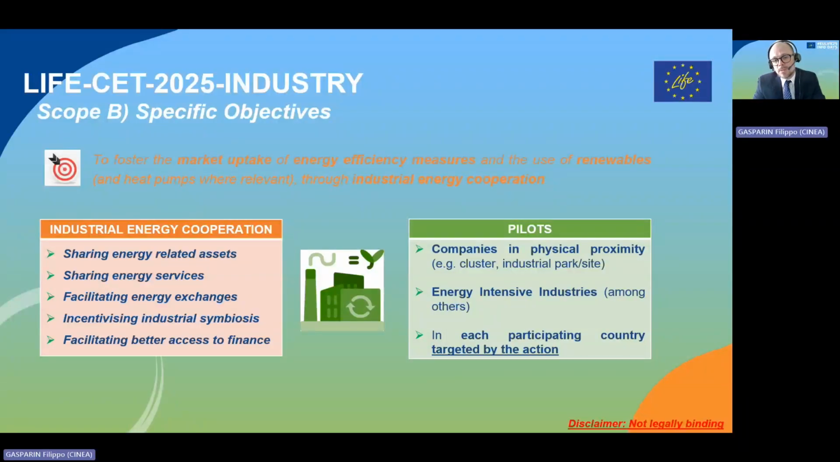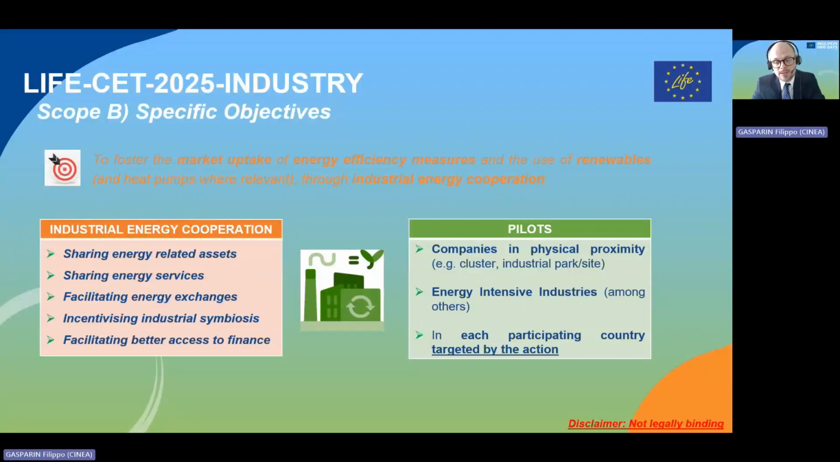So proposals shall address energy-intensive industries, and this is really one of the key elements that connect this scope with the Clean Industrial Deal. But this doesn't necessarily mean that you will have to target large energy-intensive industries. Therefore, you can well address small and medium-sized energy-intensive companies. And if you come up with a clear justification, you can also address other companies that have a different energy profile and energy needs.